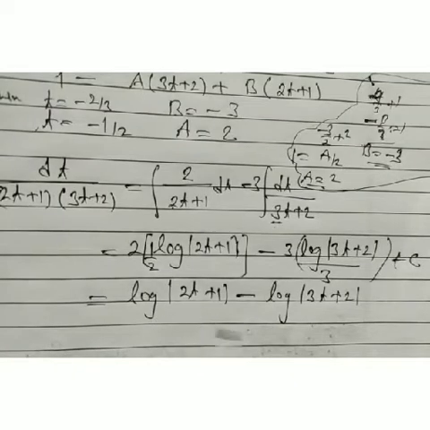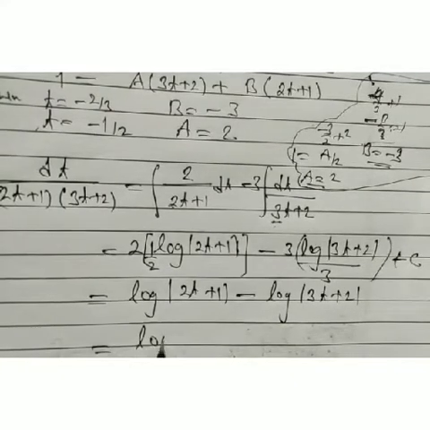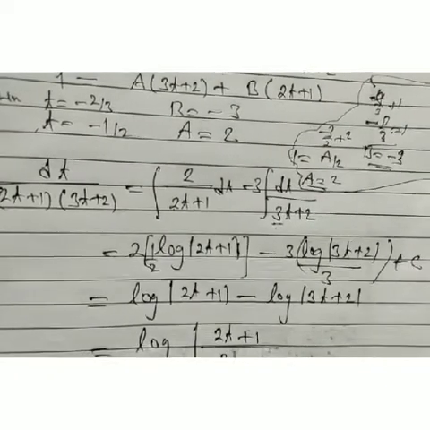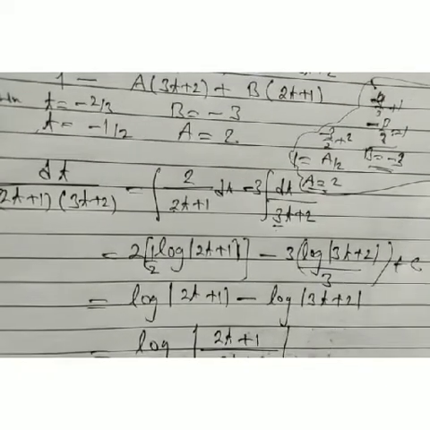Now it's log m minus log n, then what do we do? It's log of m by n. Then what do we have? 2t plus 1 upon 3t plus 2.